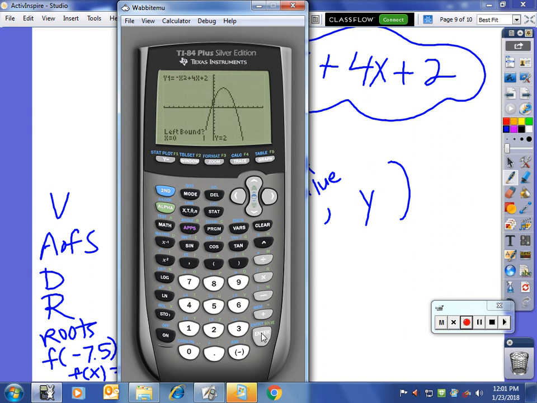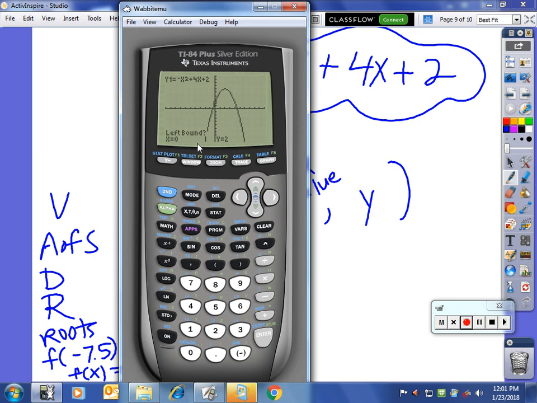Now, it's going to ask you for some boundary numbers. It wants to put arrows around the vertex. Do you see where it says left boundary? You can either enter a number that you know is to the left of this vertex, or just look at your cursor. Make sure your cursor is to the left of the vertex. Is it to the left? Then hit enter. And do you see how an arrow pops up?